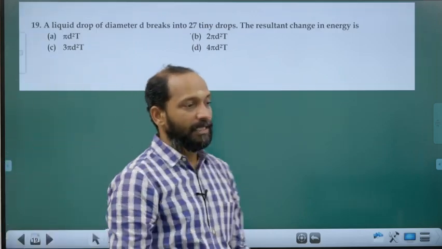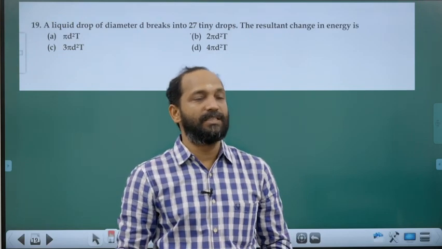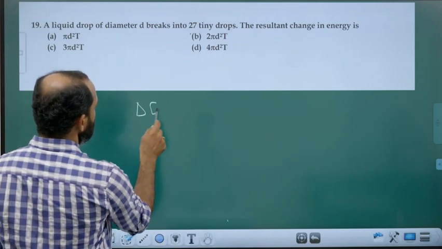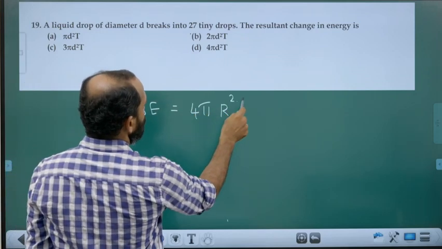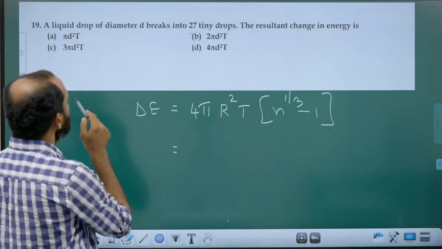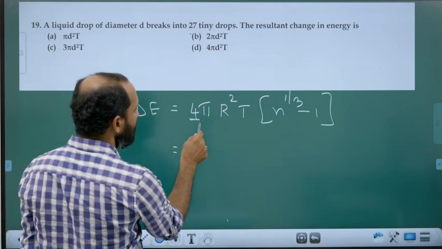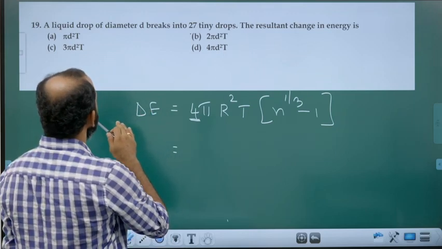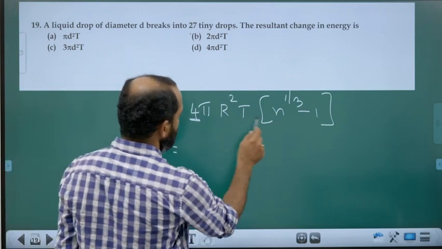Question number 90. A liquid drop of diameter D breaks up into 27 tiny drops. The resultant change in energy is? Change in energy is equal to, it is a liquid drop, so 4 pi r square T into n raised to 1 by 3 minus 1. You can use this shortcut. It is a liquid drop, that is why here 4. If it was a soap bubble in air, it would have been 8, because there are 2 free surfaces for a soap bubble in air. Here, a liquid drop in air has only one free surface, that is 4 pi r square T, where r is the radius.